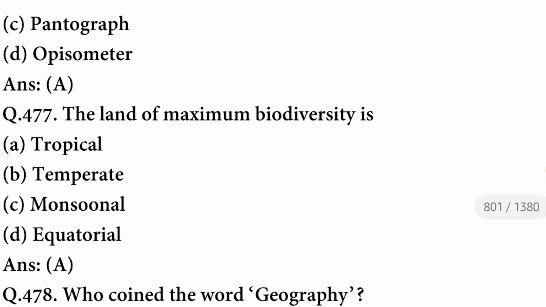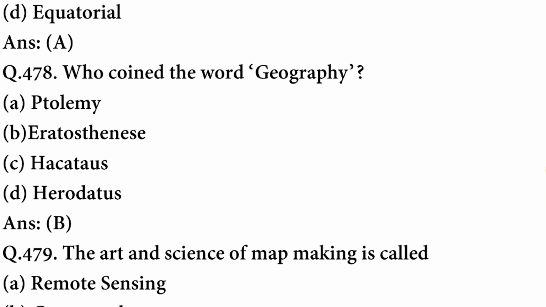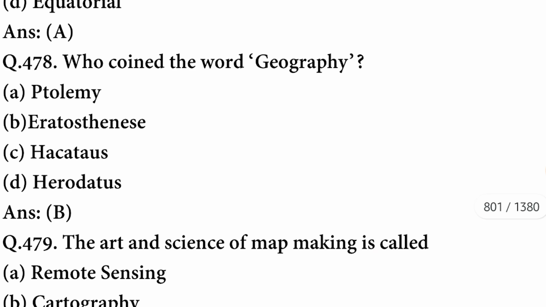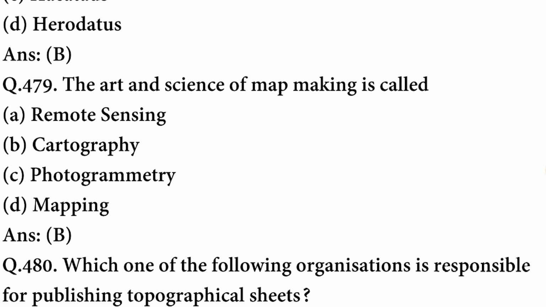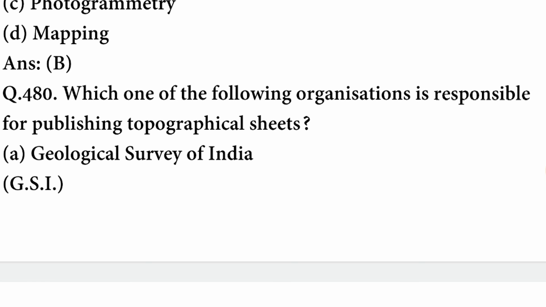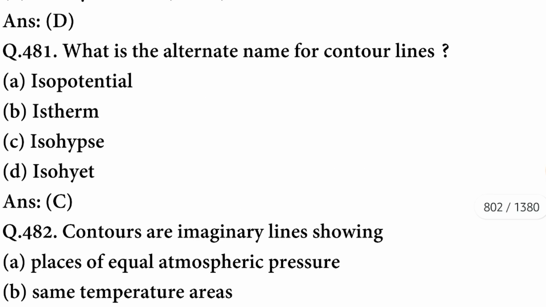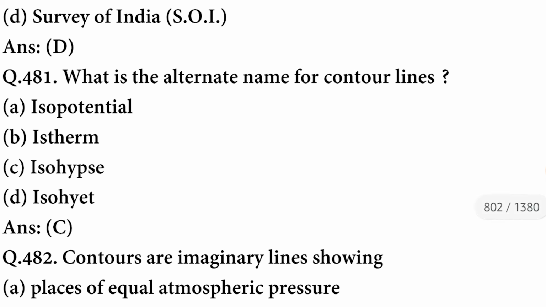The land of maximum biodiversity is a tropical. Who coined the word geography? It is coined by Eratosthenes. B option is correct. The art and science of map making is called cartography. Which one of the following organization is responsible for publishing topographical sheets? This is Survey of India. The option is correct.